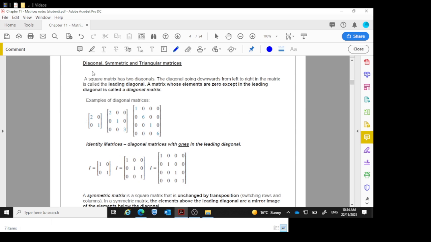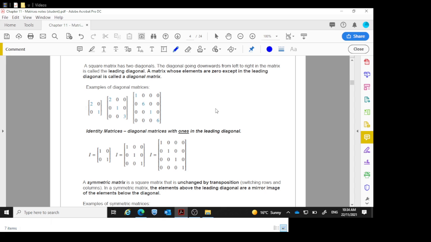Okay, then we've got diagonal, symmetrical, and triangular matrices. So we know that a square matrix has 2 diagonals, like that and like that. From left to right, this one here is called the leading diagonal. A matrix whose elements are 0 except in the leading diagonal is called a diagonal matrix. So here's my leading diagonal. The rest are zeros, diagonal matrix. Here, leading diagonal, all the rest are zeros, they are diagonal matrices.